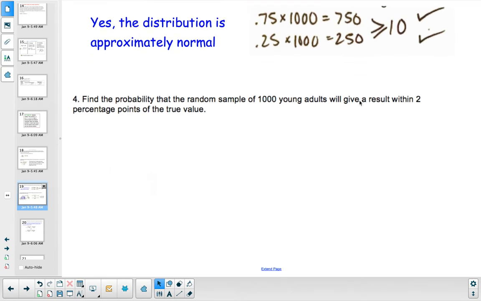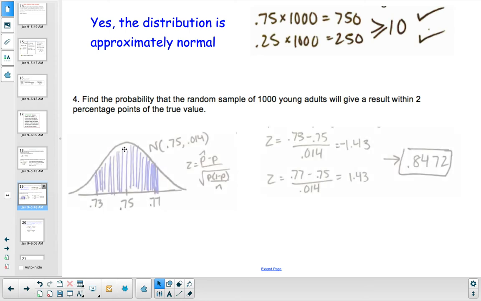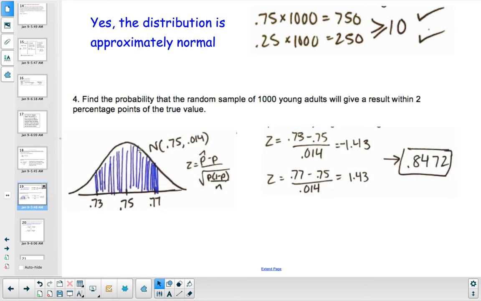Find the probability that the random sample of 1,000 young adults will give a result within 2 percentage points of the true value. So your true value is 0.75. It's like, what's the probability that you take a sample of 1,000 and you get a proportion within 0.73 to 0.77? Within, so it could go in either direction. And you want to think about what you're testing, like what your observation is, a sample proportion. So we're doing this on the distribution of p-hats. That's what this normal curve is, with the mean of 0.75 and a standard deviation of 0.014.